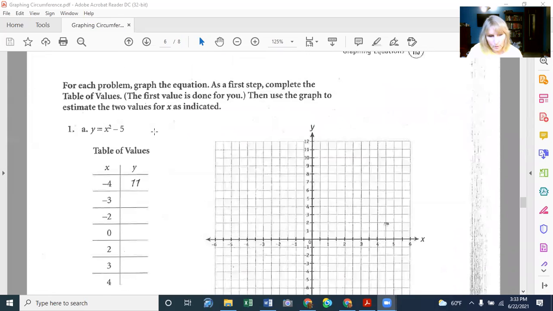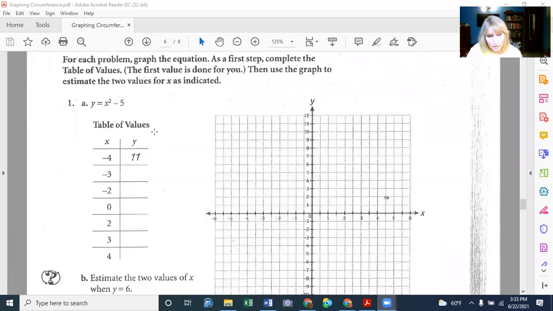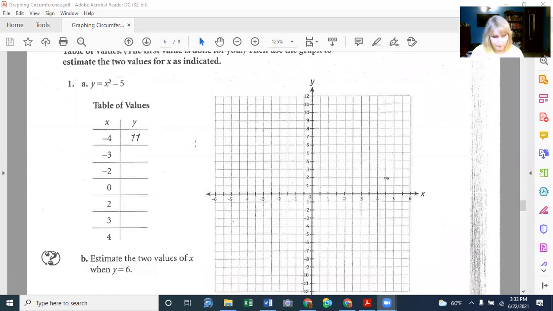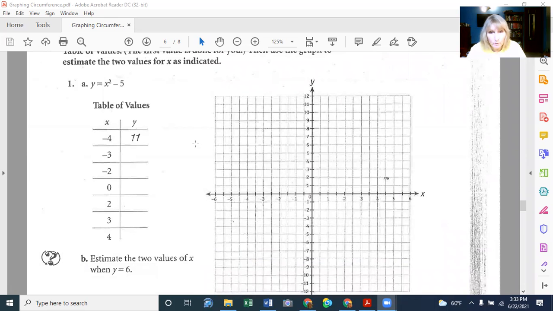So I'm going to go to problem number 1 on page 113. It says, for each problem, graph the equation. As a first step, complete the table of values. The first value is done for you. Then use the graph to estimate the 2 values for x as indicated. So B says, estimate the 2 values for x when y equals 6. We'll be able to estimate after we have our graph. So we're going to use our equation here, y equals x squared minus 5.